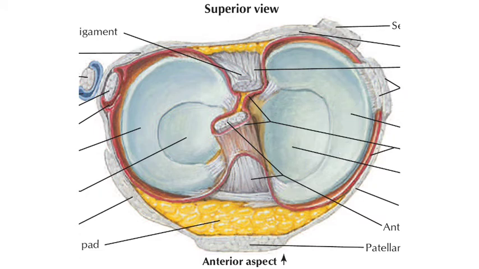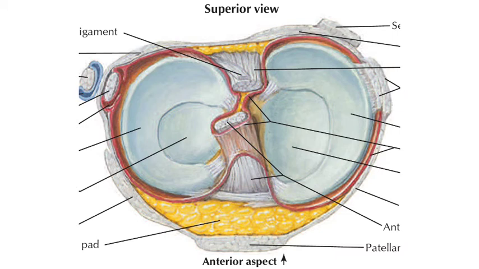Next one is the transverse ligament. Here it is. This is the anterior aspect. So this is the transverse ligament. It extends transversely and connects the anterior horn of the medial meniscus to the anterior margin of the lateral meniscus.